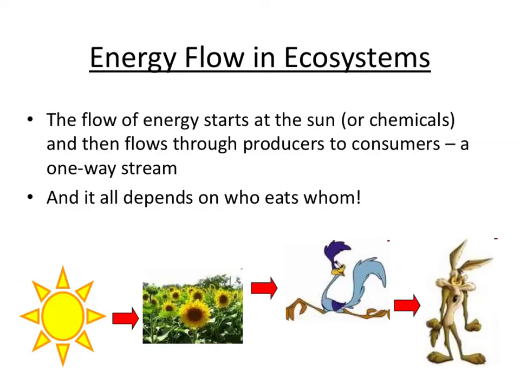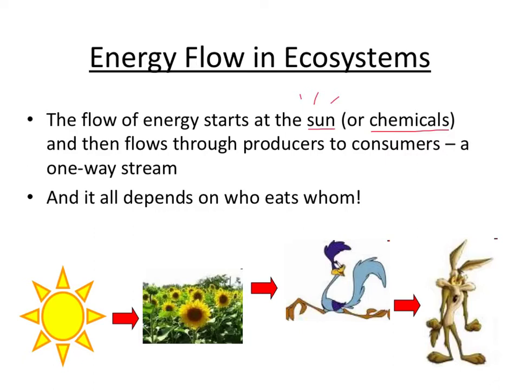When we talk about energy and the way it moves through ecosystems, we know that energy starts with the sun if we're talking about photosynthesis, right? And if we're talking about chemosynthesis, it might start as chemicals, but usually we're talking about the sun. It's going to flow from the sun through producers to consumers in a one-way stream. Energy never goes backwards, it just goes on to the next consumer. So it all depends on who eats whom.